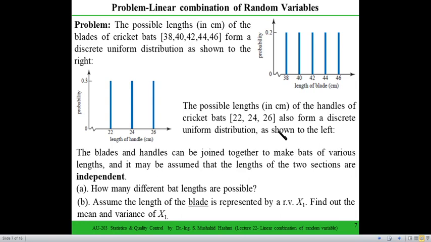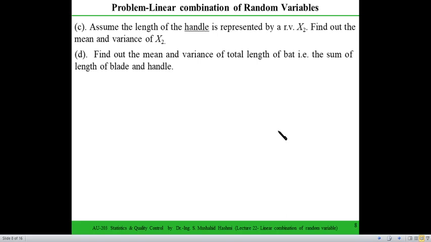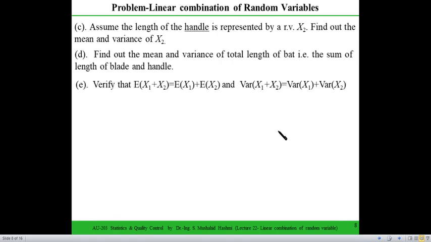Then in the next part, you are assuming that the length of the blade is a random variable represented by x1, and you need to calculate the mean and variance of the length of the blade. In the next part you need to calculate the mean and variance of the length of the handle, which we represent by random variable x2. And then we need to find the mean and variance of the total length of the bat, which is the sum of the length of the blade and the length of the handle. If you add them together, it would be the length of the bat.